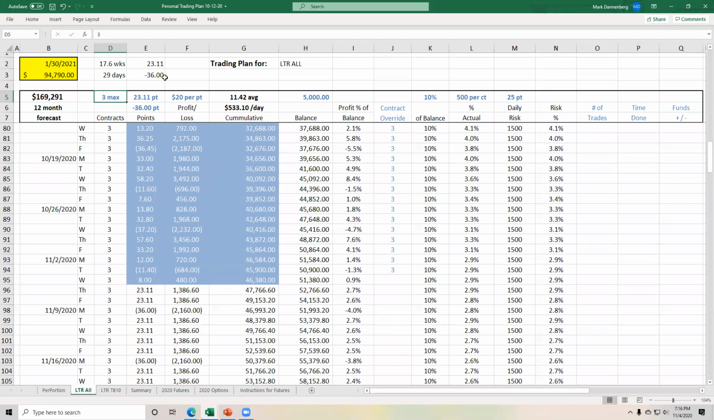So based on the current run rate, 23.11 and minus 36, forecasting those same values going forward, and limiting our exposure of contract scale to no more than 3 contracts, starting with $5,000, the income projection for a 12-month period is $169,291. I think that's pretty reasonable, having started with $5,000, and you'll have to make the decision for yourself if that is meeting the goals of your personal goals for your personal trading plan.